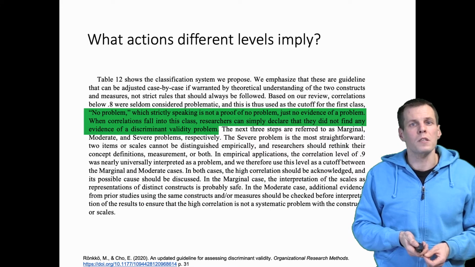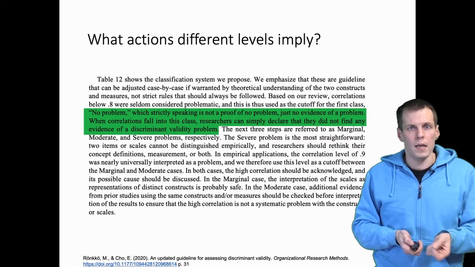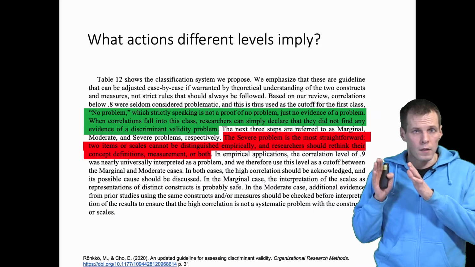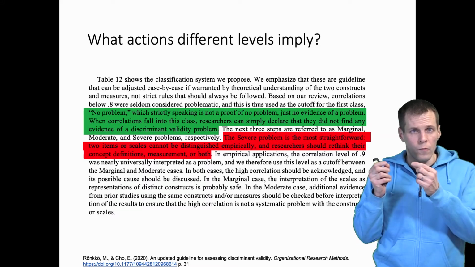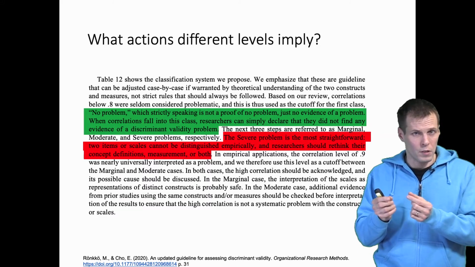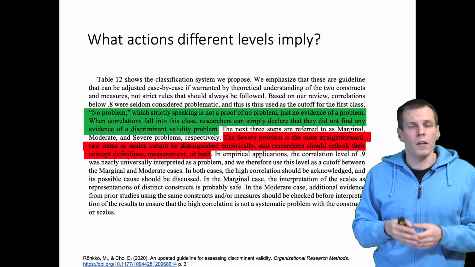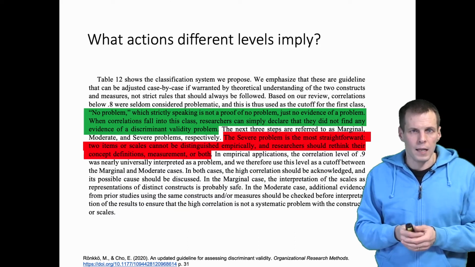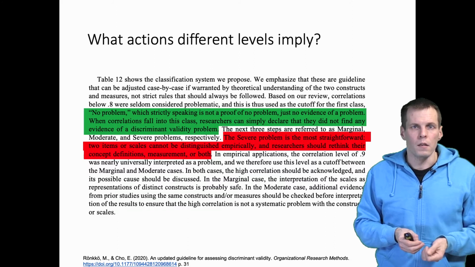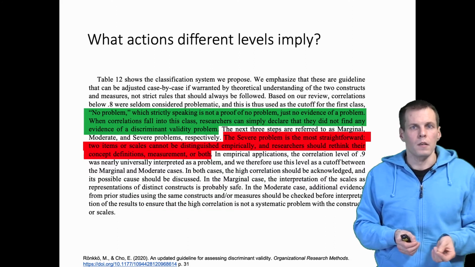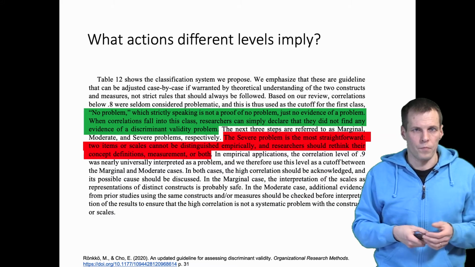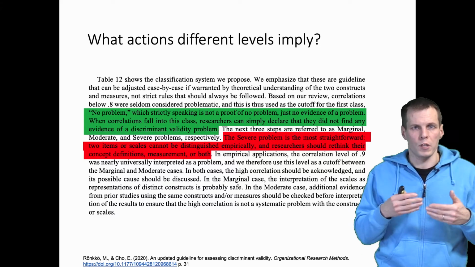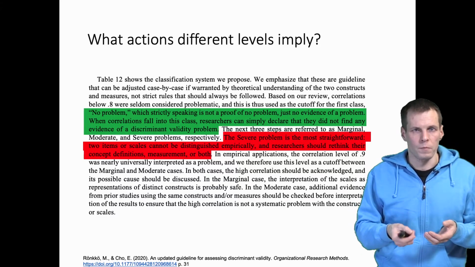If you find problems, then you need to deal with it. The easiest case is the severe problem. So in the severe problem, you cannot rule out the null hypothesis that the two factors are perfectly correlated in the population. And in this case, they are not distinct at all. And if that happens, then we need to rethink the conceptual definition, measurement, research design, or all of this. So that indicates a problem that basically blocks your progress with your study before the problem is solved.